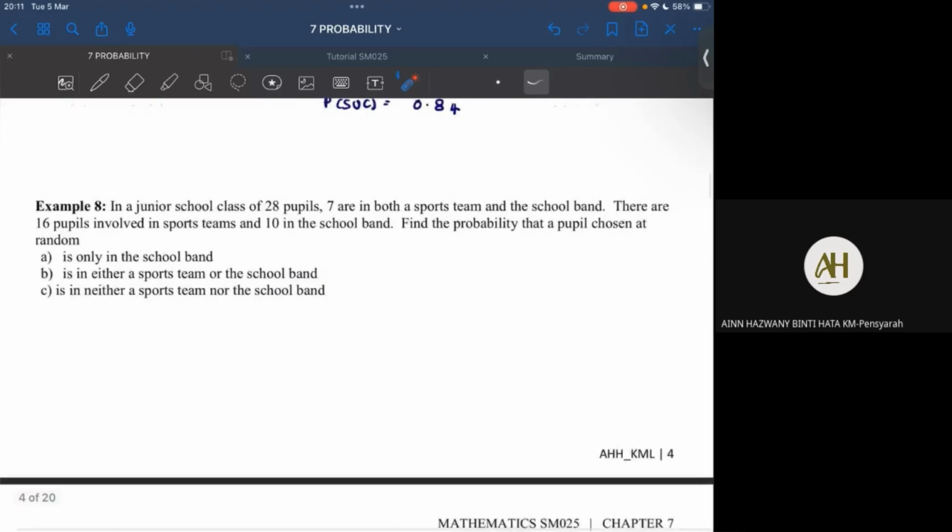Okay, so next question, example 8. So in a junior school, a class of 28 pupils. So dia sebut tentang nombor, dia tak sebut tentang probability. So that either kamu nak guna Venn diagram ataupun kamu nak guna table, both pun boleh juga. Okay, so kalau dua sahaja eventnya, lebih sesuai menggunakan Venn diagram. Kalau lebih daripada dua, lebih sesuai menggunakan table. Okay, so apa event kita dekat sini is 7 are in both a sports team and the school band. So ada dua event kita dekat sini. Let's see, ini ialah sports team.